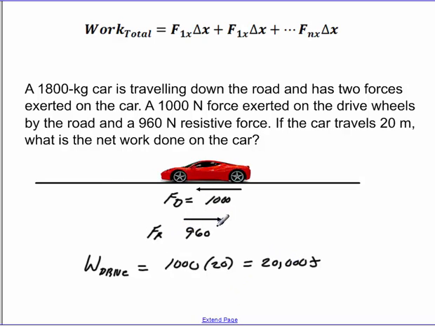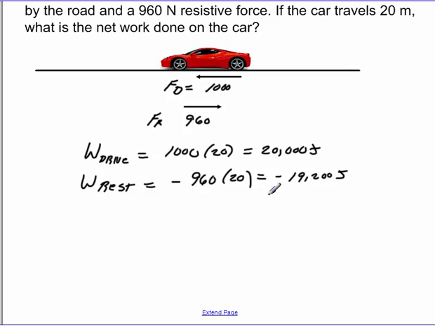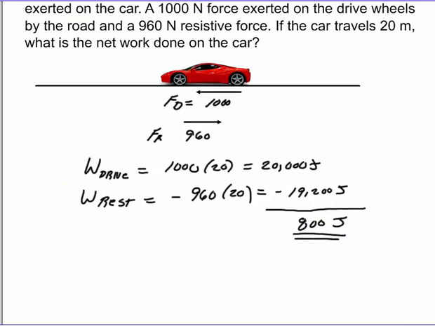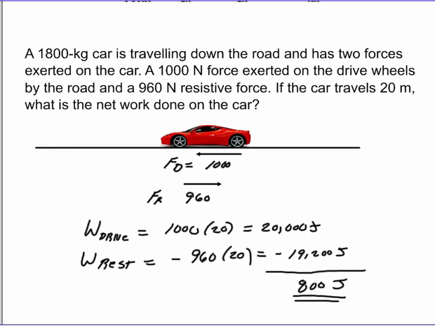Now the resistive force is pushing backward. So the work done by the resistive force is going to be negative here because it's going in the opposite direction. It's going to be 960 times 20, and that's going to give us 19,200. So that's the work that each one of these forces is going to do as the object moves 20 meters. So the net is just going to be the difference between those two, and the net would be 800 joules. Alright, so that's the net work that's done to the object. Alright, so then the next video I will get into energy.